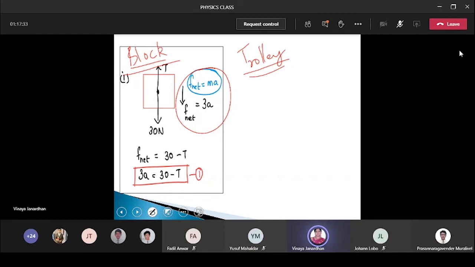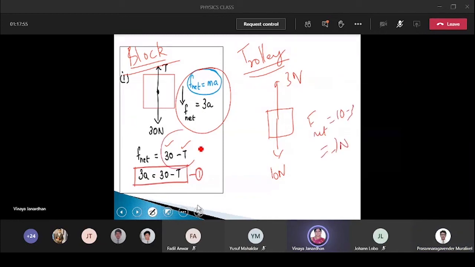So here, which is your downward force? 30 Newton minus the tension. That gives you the net force acting on the body, boys. In the example, the net force is 10 minus 3, that is 7 Newton. Same way, 30 minus T is the net force.